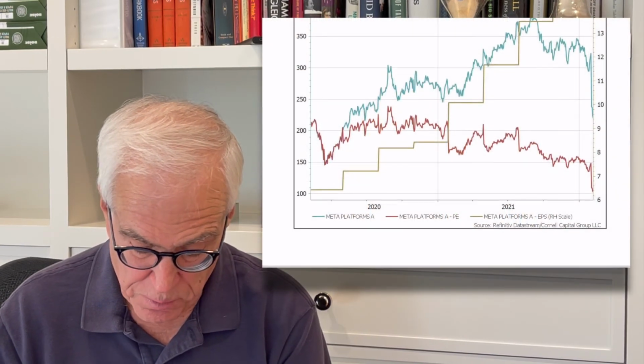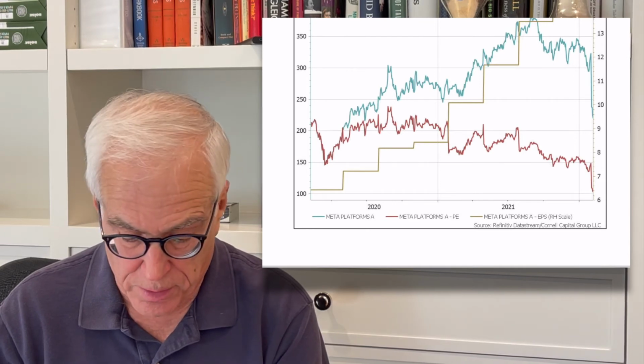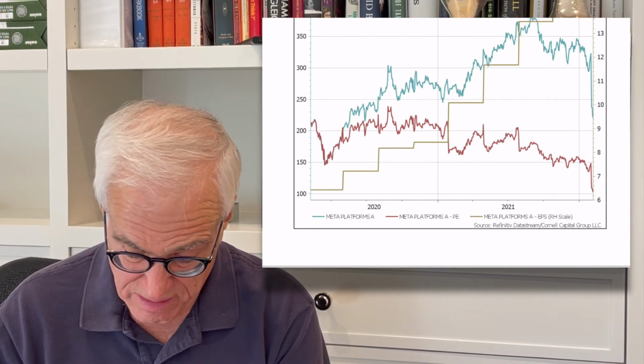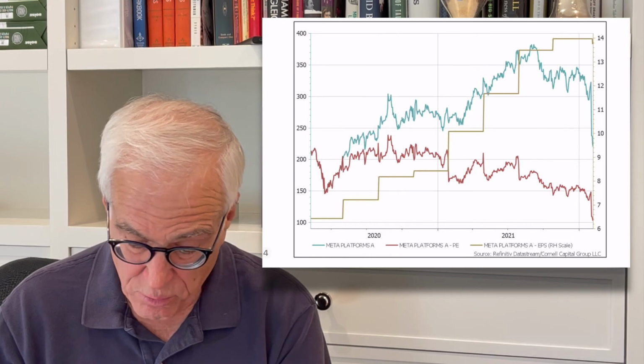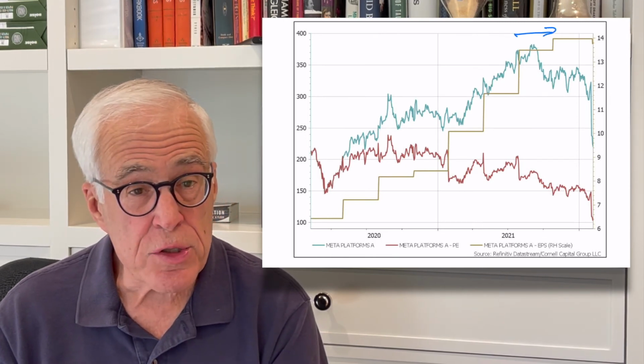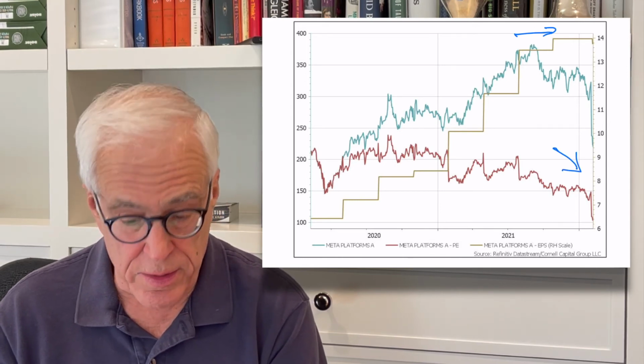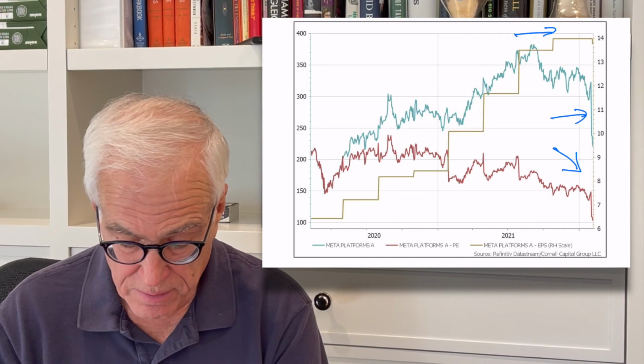And finally, Facebook. Facebook's different. It never really got the run up due to the multiple. And then when earnings plateaued, the expectations for future growth dropped, pulled the multiple down with it, and that brought down Facebook's stock price significantly.